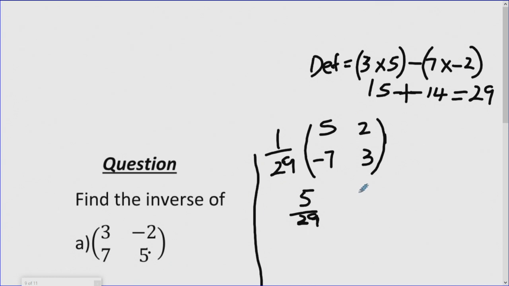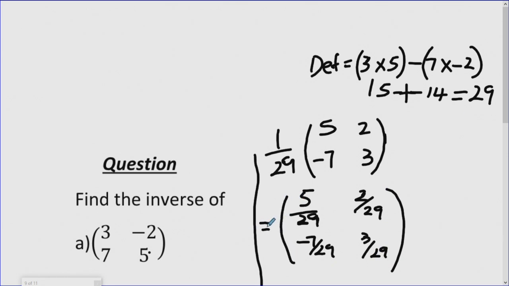That gives us 2 over 29. 1 over 29 by negative 7 gives us negative 7 over 29. And then lastly, 1 over 29 by 3 gives us 3 over 29. Therefore, this is our inverse, which is 5 over 29, 3 over 29, and then 2 over 29, negative 7 over 29, as our inverse of the matrix.